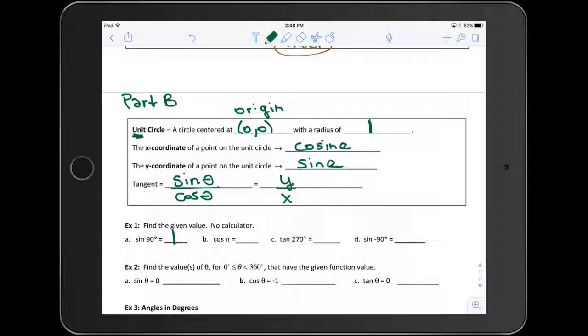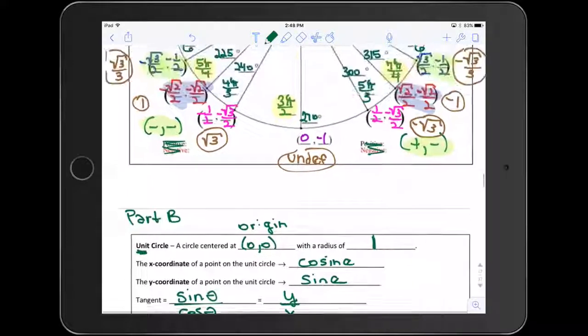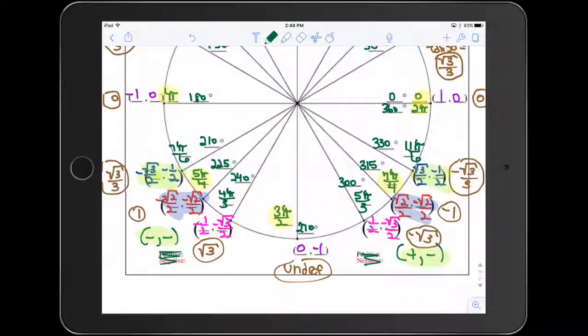Okay, so then this cosine of pi, so we know pi is 180 degrees, so we're going to rotate 180 degrees. Look at that point right here.